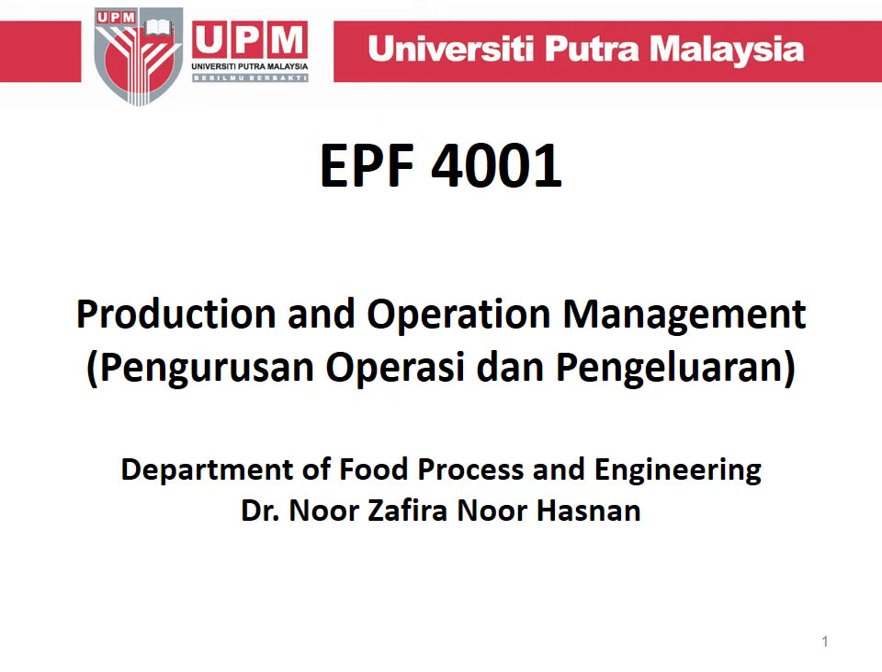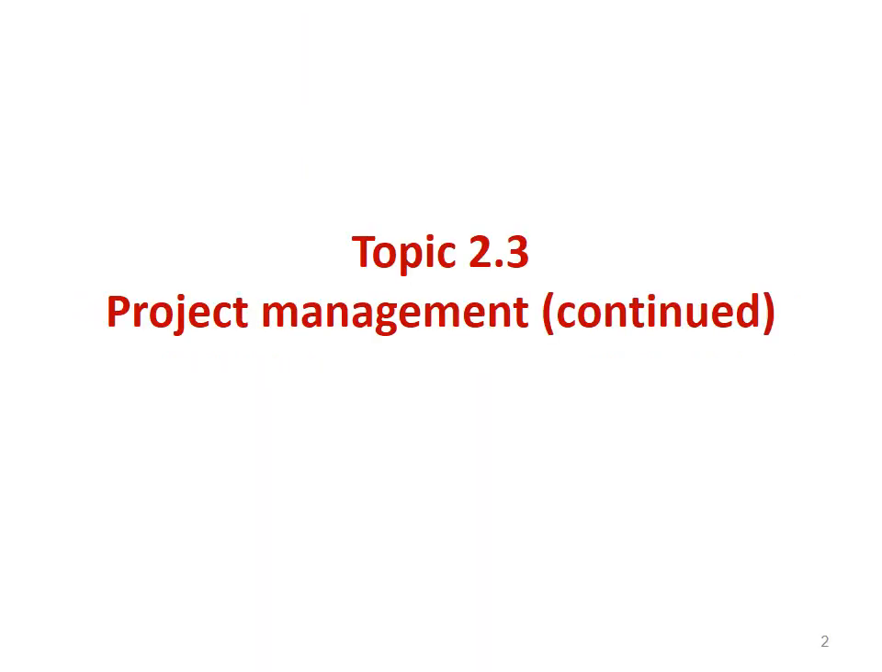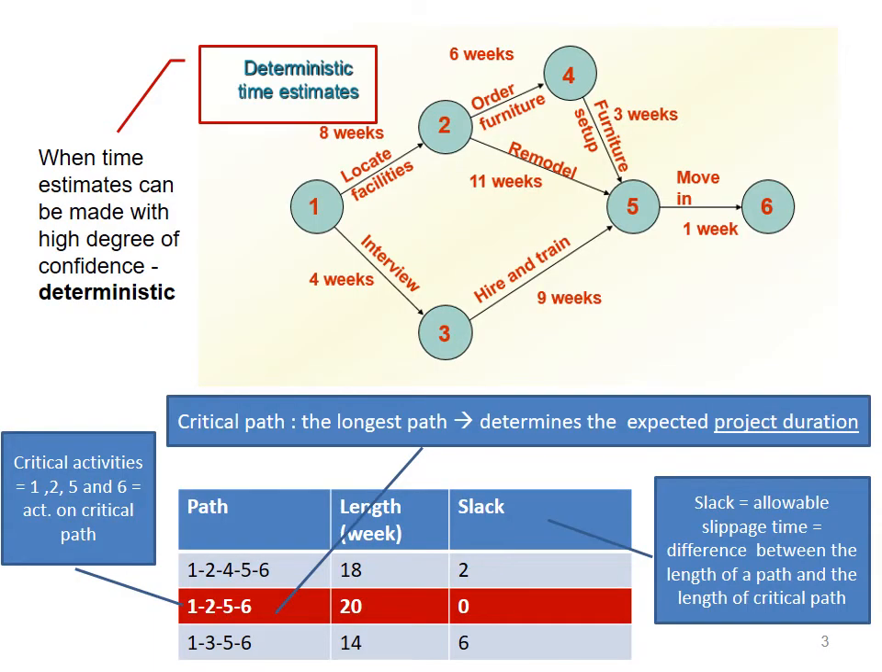So we continue on project management. Okay, kalau kita revise semula apa yang kita telah belajar pada minggu lepas, kita telah belajar tentang project network diagram, dan daripada project network diagram we are able to determine the critical path. Okay, with the critical path we are able to determine the expected project duration and also the critical activities, okay, dan juga slack time. Okay, slack time ni ialah masa yang kita dibenarkan untuk delay bagi beberapa aktiviti tertentu dalam projek tanpa menjejaskan the whole project duration.